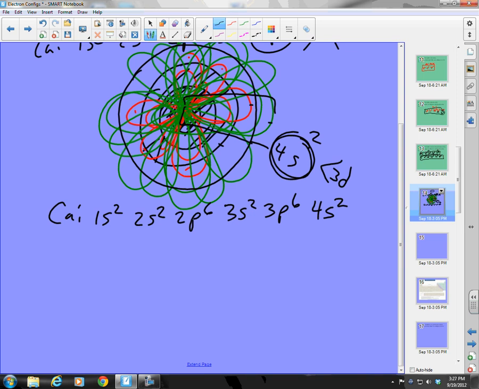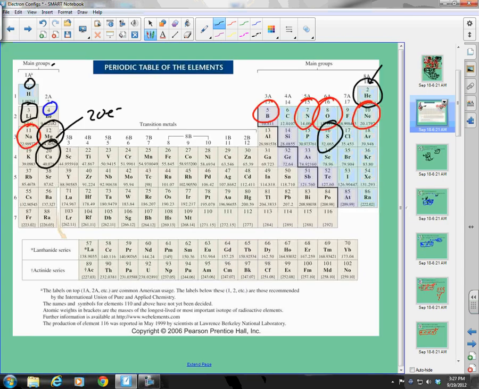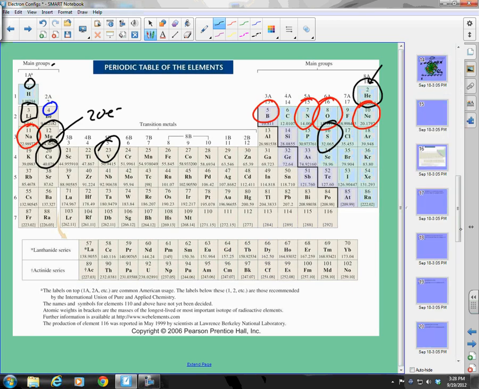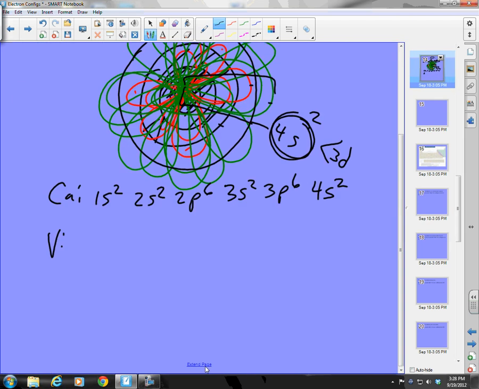So vanadium now. Let's do vanadium, and then I think we're going to call it a day. Vanadium. Here we go. How many electrons for vanadium? Vanadium has 23. Okay, 23 electrons. Great. Here we go. 23. 1s2, 2s2, 2p6, 3s2, 3p6, 4s2.